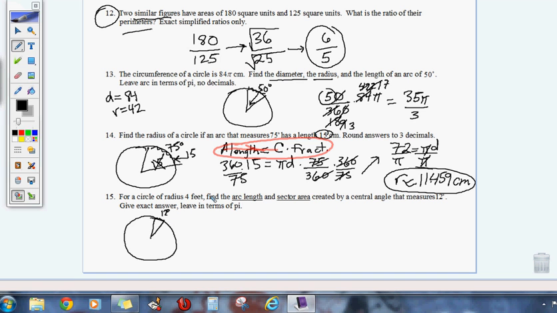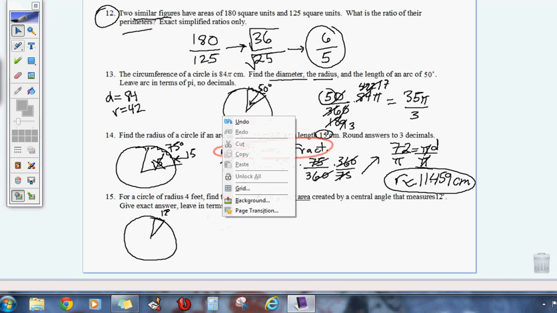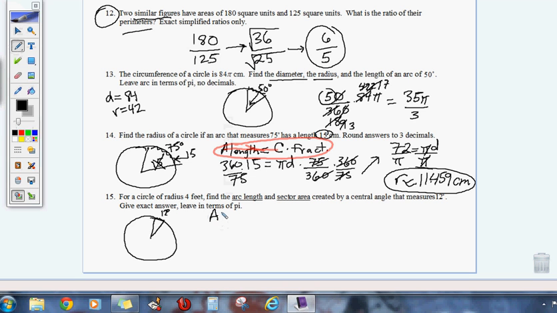All right, so what do we need to do here? Well, we need to find arc length. So to find arc length, which I'll call AL here, we need to take the circumference of the circle, which, once again, if the radius is 4, then the circumference of that circle is going to be 8 pi, and we're going to multiply by 12 over 360. So simplifying that fraction, we are going to get to 4 pi over 15.